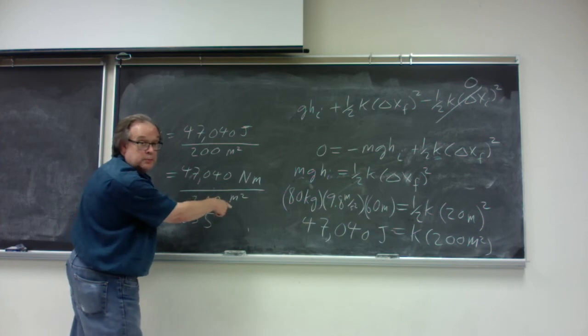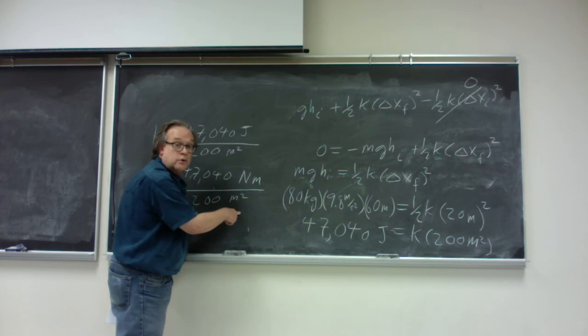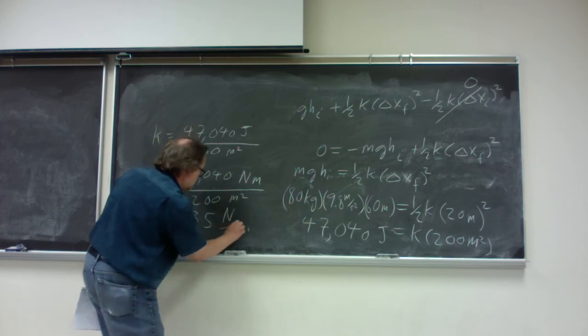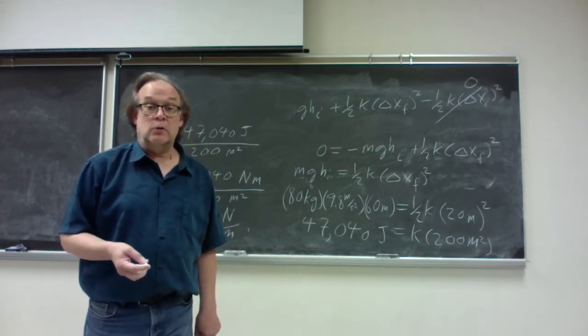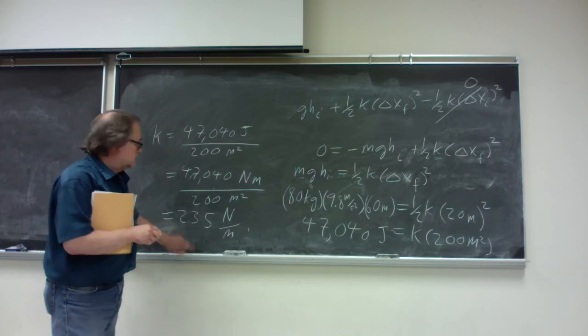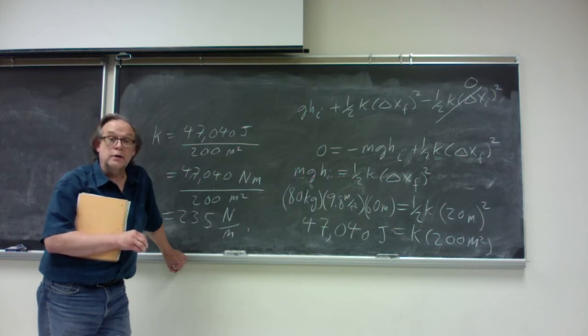Treat the unit labels as if they were algebraic variables, so this meter cancels out one of the factors of meter in the denominator here, and you're just left with newtons per meter, which is the correct unit label for K. What this means is that it takes 235 newtons of force to stretch that cord 1 meter.